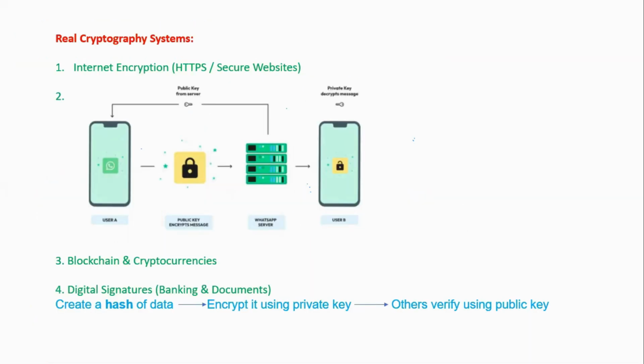Now comes the real cryptographic systems. Here first is internet encryption. As you have seen, HTTPS or secure websites, they create a secure key. In this way, they do their security.